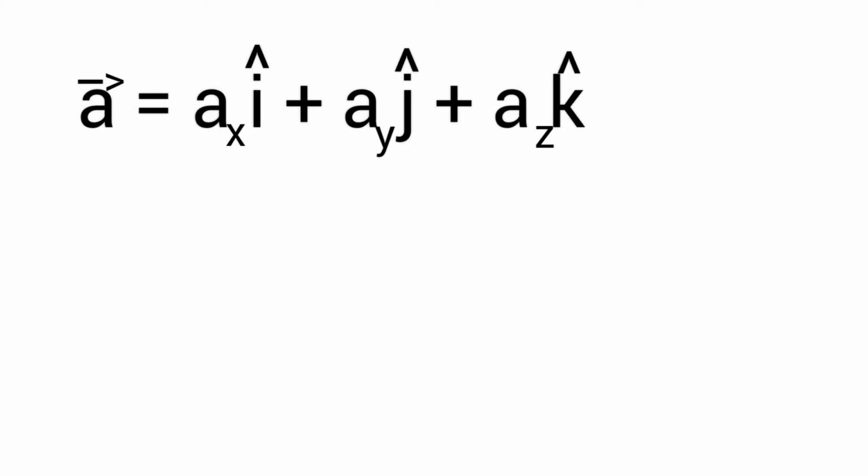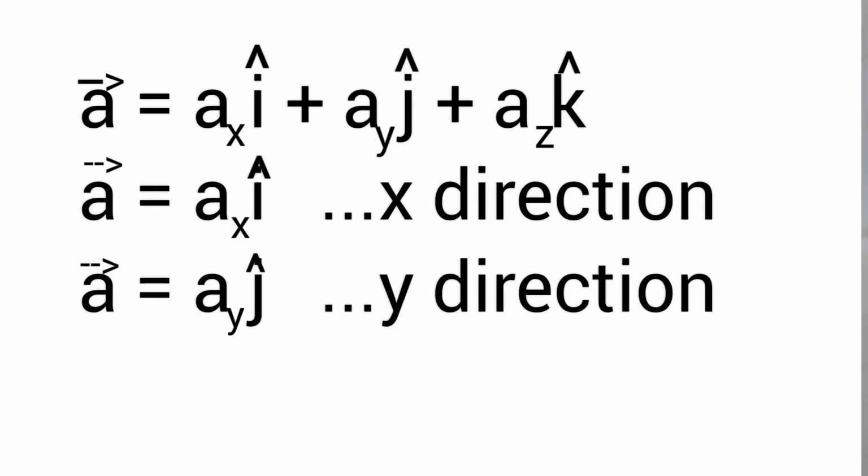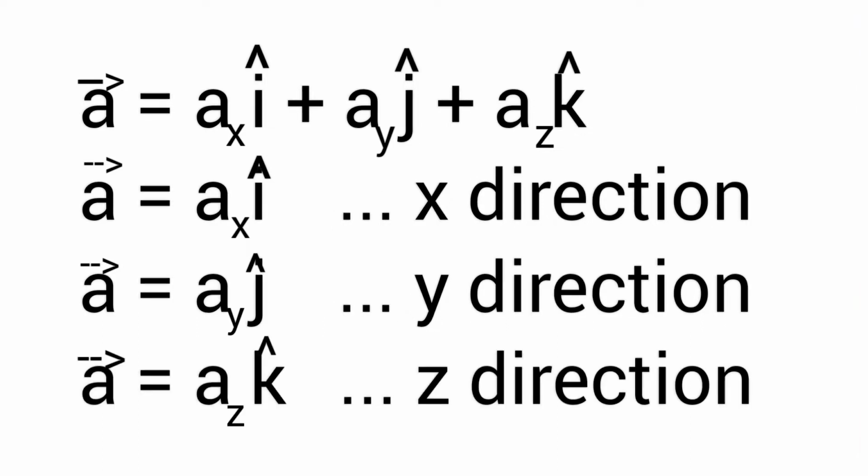Therefore, along the x direction only, a_y will be 0 and a_z will be 0, so a will be just a_x i hat in the x direction. Along the y direction only, a_x and a_z will be 0, so a will be a_y j hat in the y direction. Along the z direction only, a will be a_z k hat, and a_x and a_y will be 0.